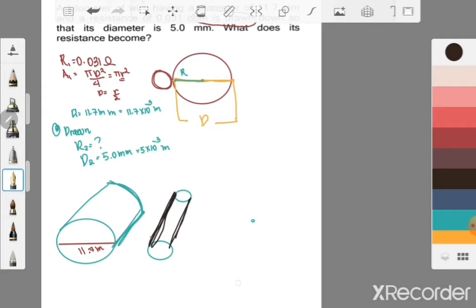So, ano mapapansin nyo? Pag dine-draw mo siya, hahaba yung length niya, di ba? Parang nagmamartilyo ka ng yero. Pag pinamartilyo mo, pinapanipis mo siya, humahaba siya. Okay? Until maputol. But take note that the problem indicated that it was drawn. Hindi siya naputol. Na-drawn lang siya into 5.0 millimeter. Okay?